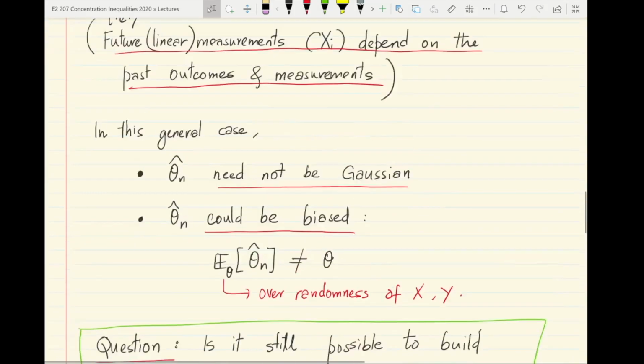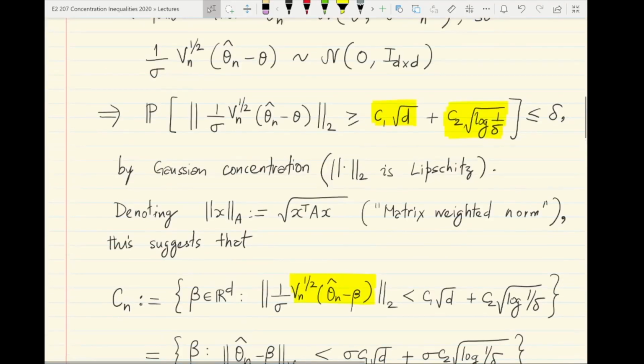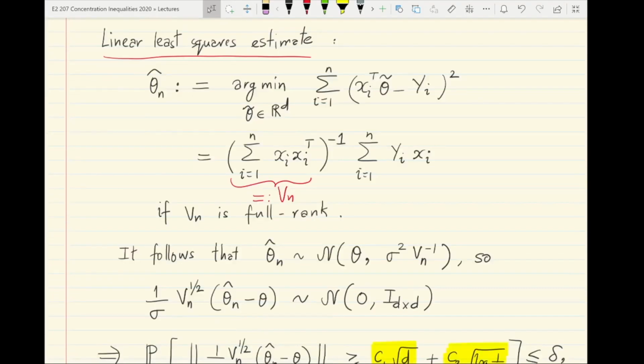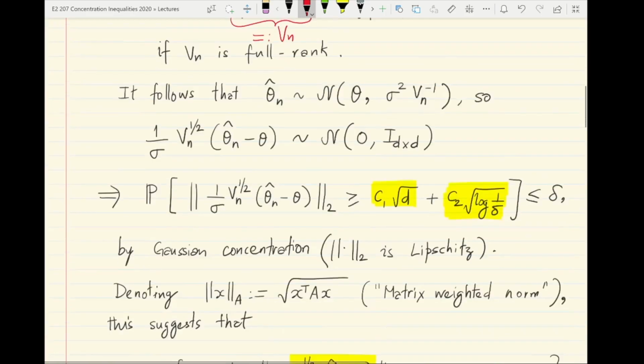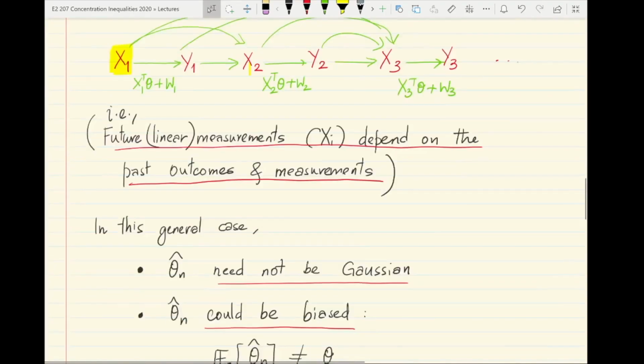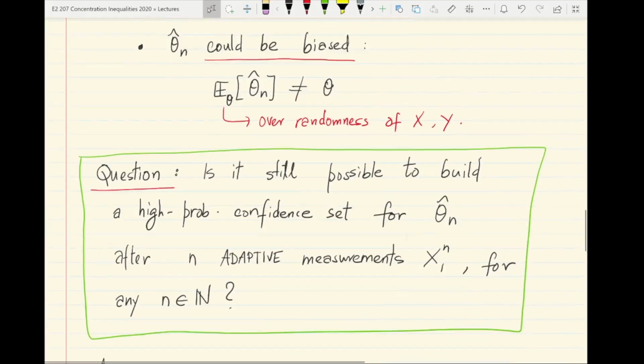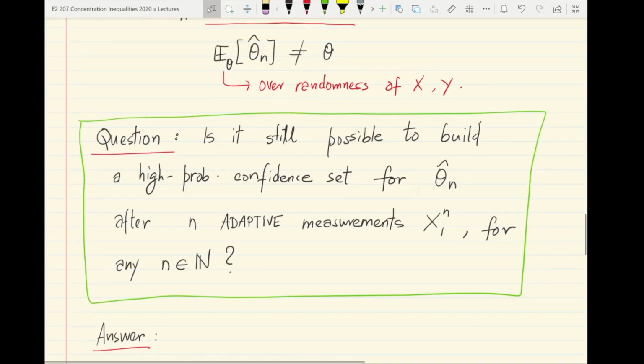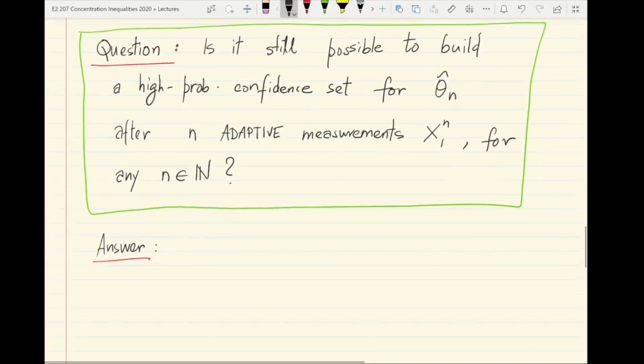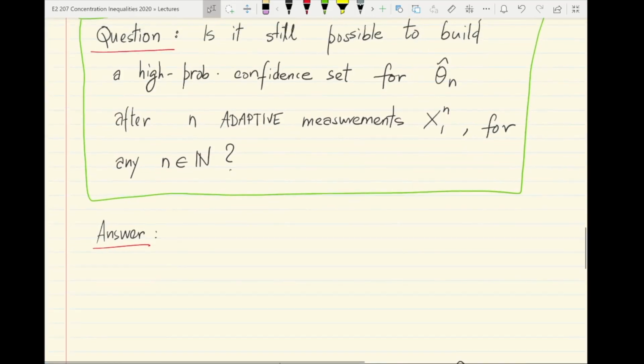So the same Gaussian theory doesn't hold, because your theta hat n, which is Vn inverse times the summation of yi xi, is such that both the Vn part and the yi and the xi's are all random. So it's simply not a fixed linear transformation of a sequence of Gaussian random variables. So is there any hope? Is it still possible to build, in some sense, analogous high probability confidence sets for adaptive sequential estimates? And the answer is, rather surprisingly, yes.